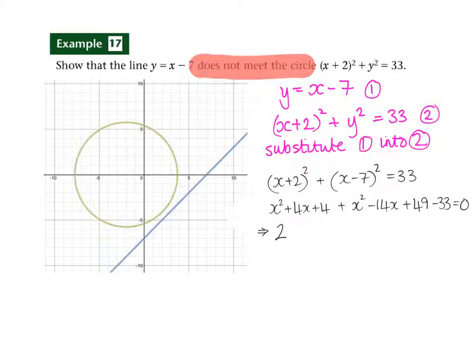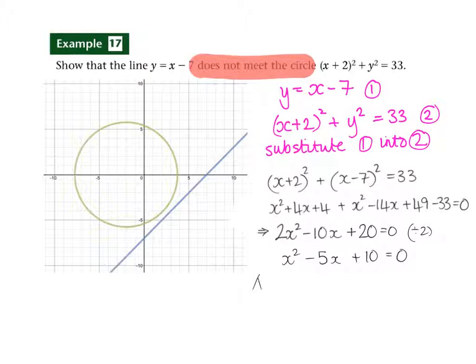So we're going to get 2x squared minus 10x, and then plus 20. I'll make the numbers a little bit easier again, so we'll divide through by 2, so we'll get x squared minus 5x plus 10 is equal to 0.